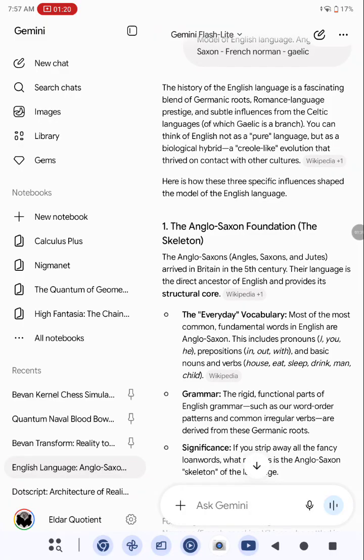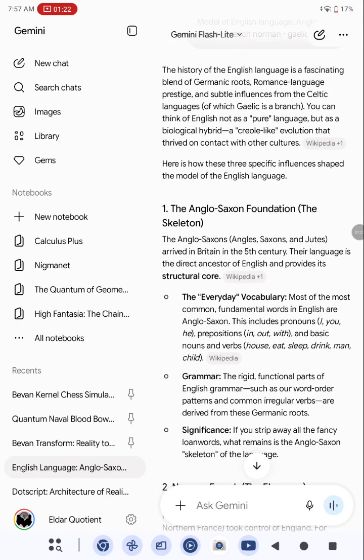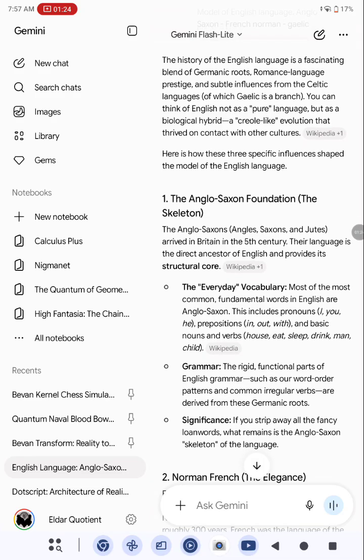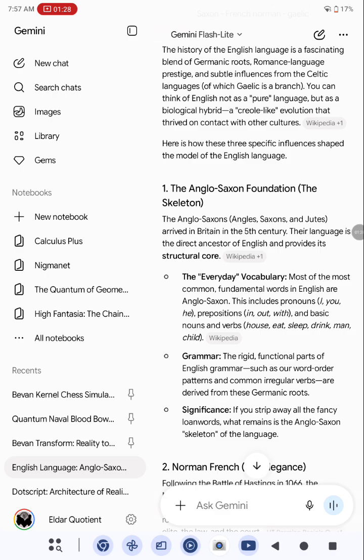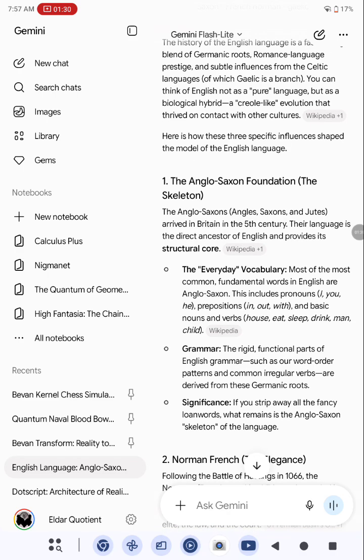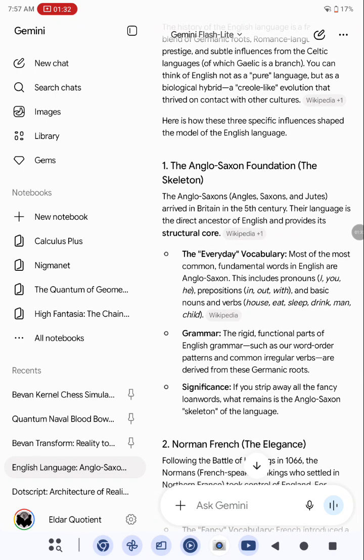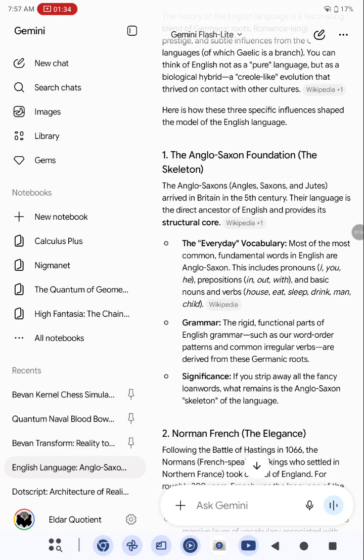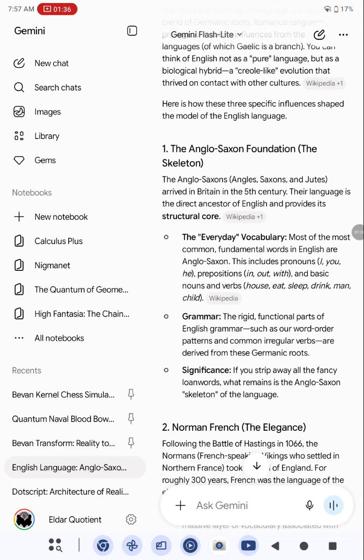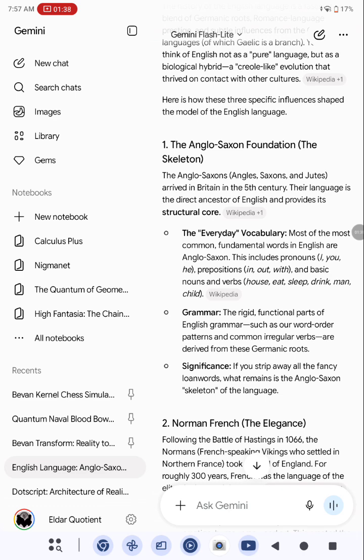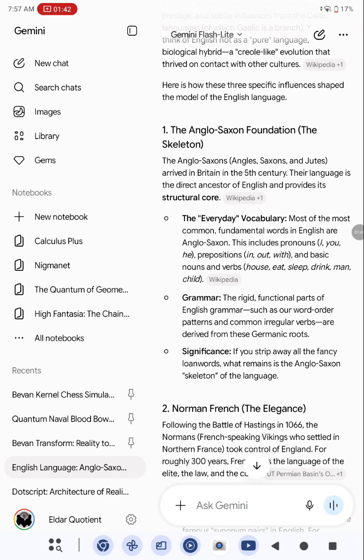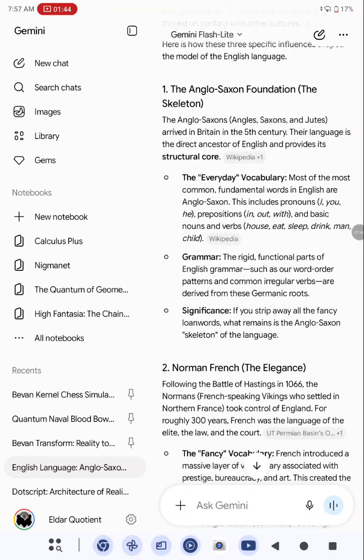The history. The history of the English language is a fascinating blend of Germanic roots, Romance language prestige, and subtle influences from the Celtic languages, of which Gaelic is a branch. You can think of English not as a pure language, but as a biological hybrid, a Creole-like evolution that thrived on contact with other cultures.